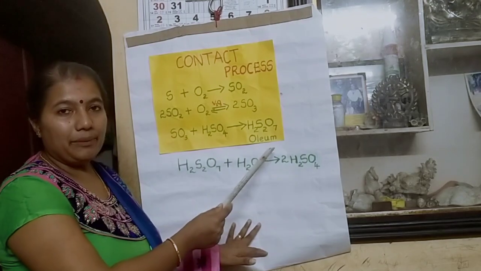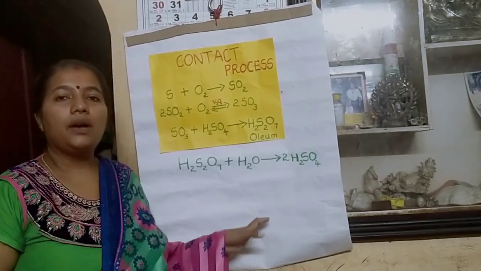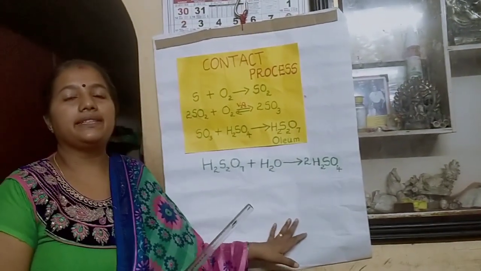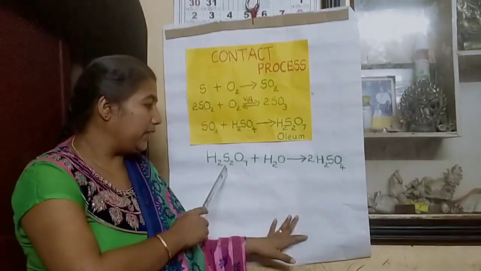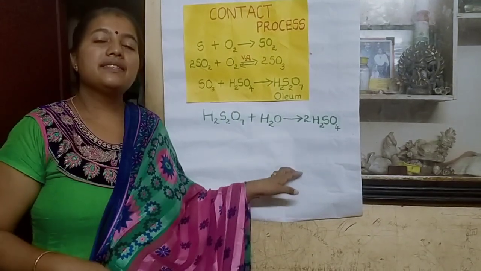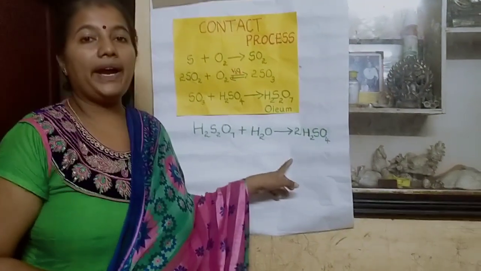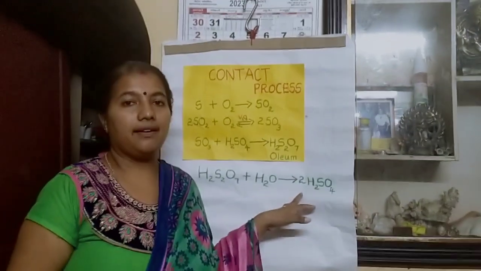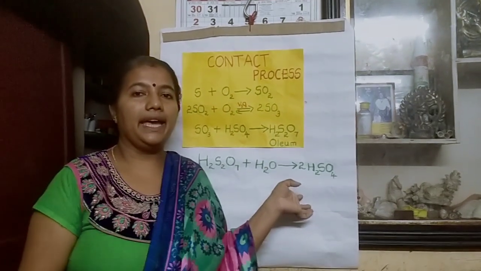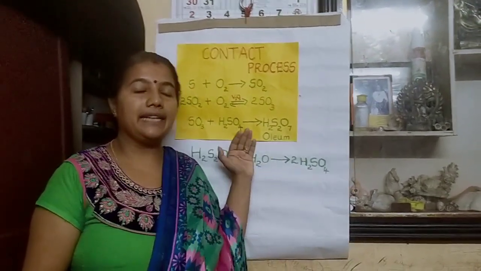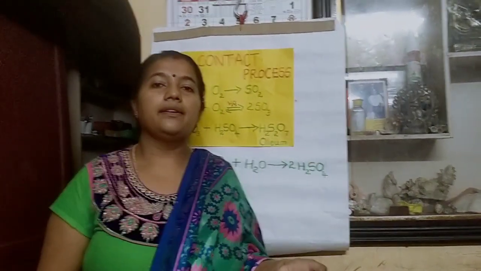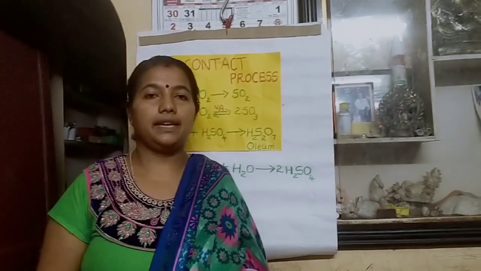That is oleum. Oleum is an important product of sulfuric acid. It is concentrated, and it is diluted: oleum is mixed with water. We get H2SO4, sulfuric acid. The required amount of sulfuric acid we can get by diluting the oleum. So these are the important steps involved in the contact process. Okay, we can discuss another point.